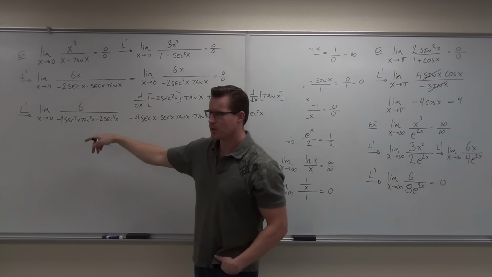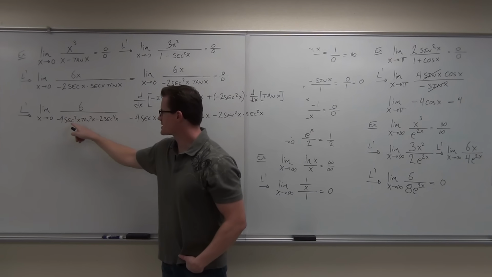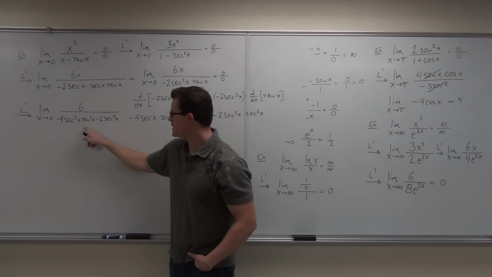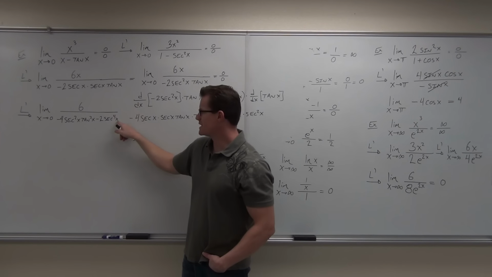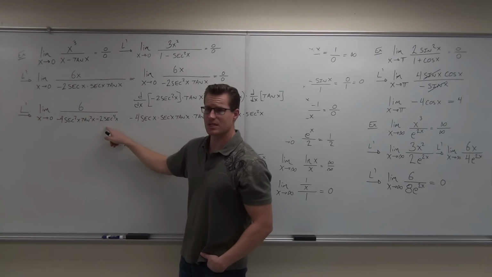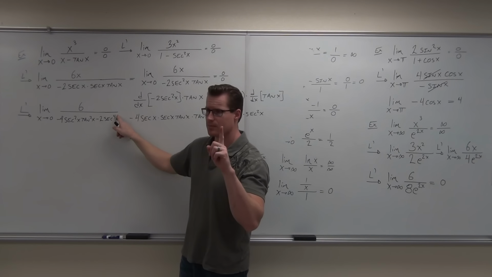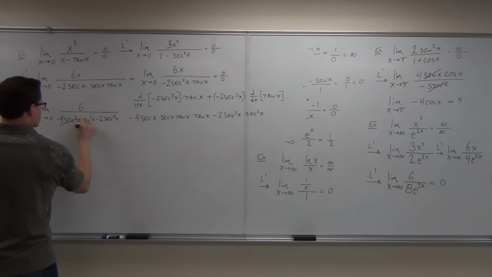Plug it in. Does the 6 change? Nope. Don't worry about this because it's connected to this. What's tangent of 0? 0. So this whole piece is 0. Now, we already did secant x, where x is 0. How much is secant of 0? 1. How much is 1 to the 4th power? 1. Times negative 2. Remember, this whole thing is 0.